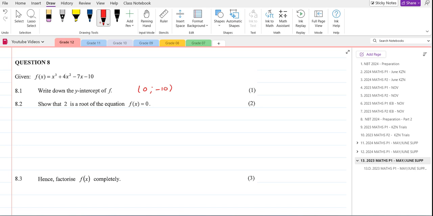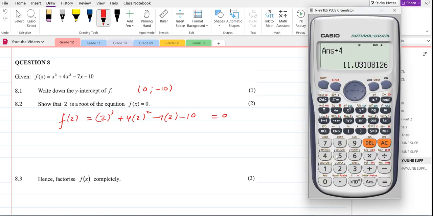Show that 2 is a root of the equation. To show that 2 is a root, just substitute 2 inside, because 2 is a root means x equals 2. So we're going to show f of 2 is equal to 2 cubed plus 4 times 2 squared minus 7 times 2 minus 10, and that must be 0. So what you get is 8 plus 16 minus 14 minus 10, so we got 0.